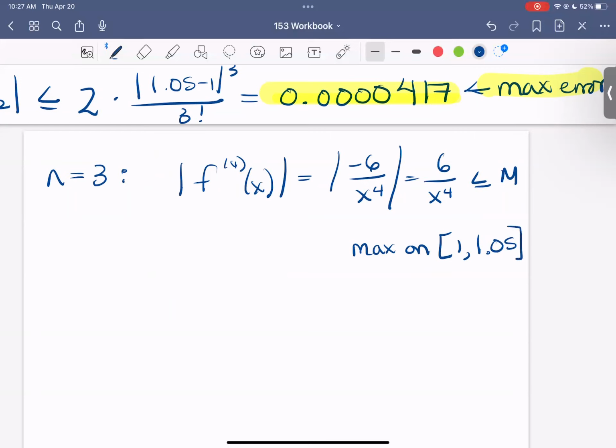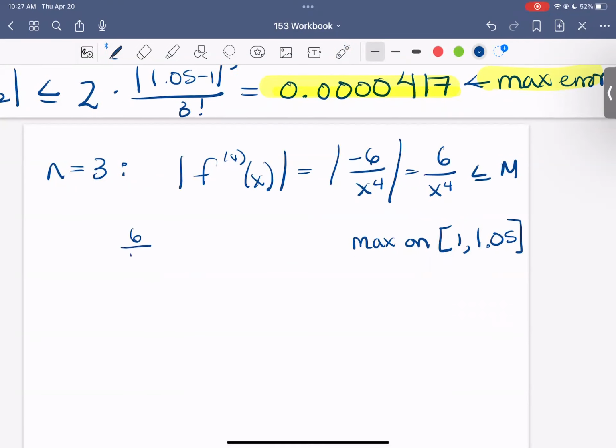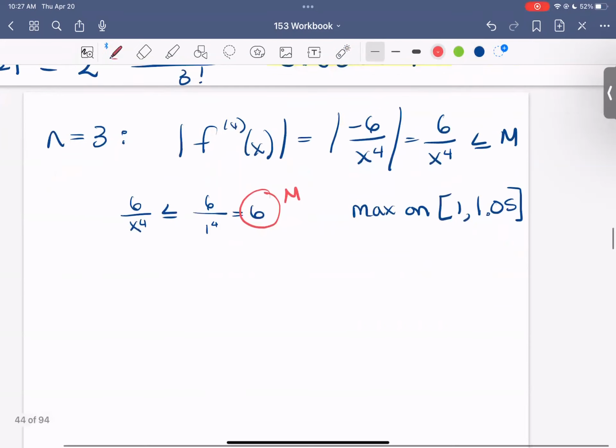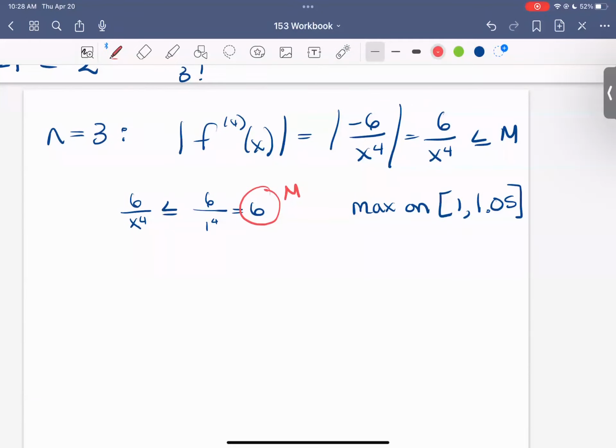Same reasoning still applies. This denominator gets even larger as we increase our values of x on the interval from 1 to 1.05. So the max occurs again at 1. So we see that 6 over x to the fourth is going to be less than or equal to 6 over 1 to the fourth, which is just 6. So M for us is equal to 6. We can just finish off by computing that maximum error. So we can write out our formula. E sub 3 is less than or equal to 6 times 1.05 minus 1 to the fourth over 4 factorial.